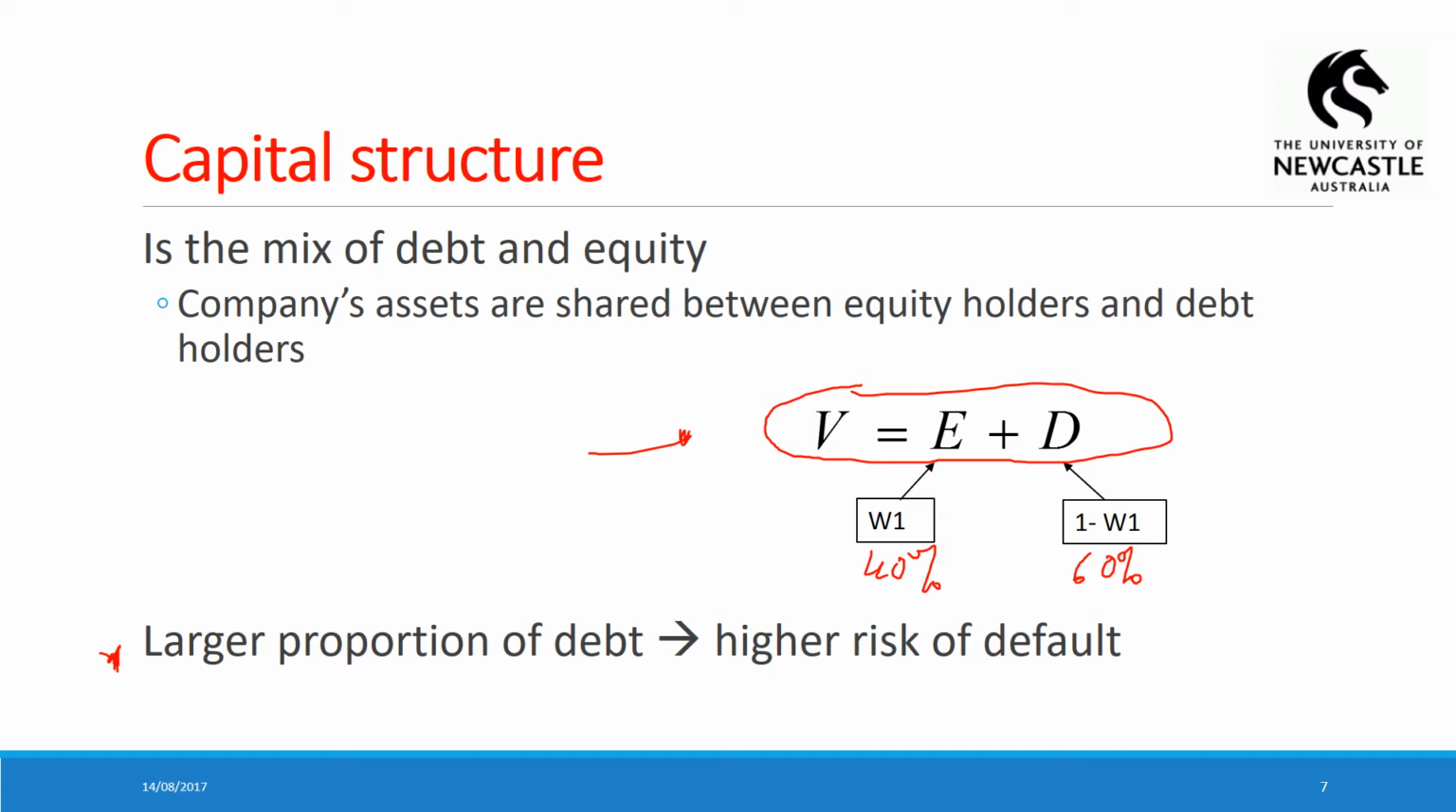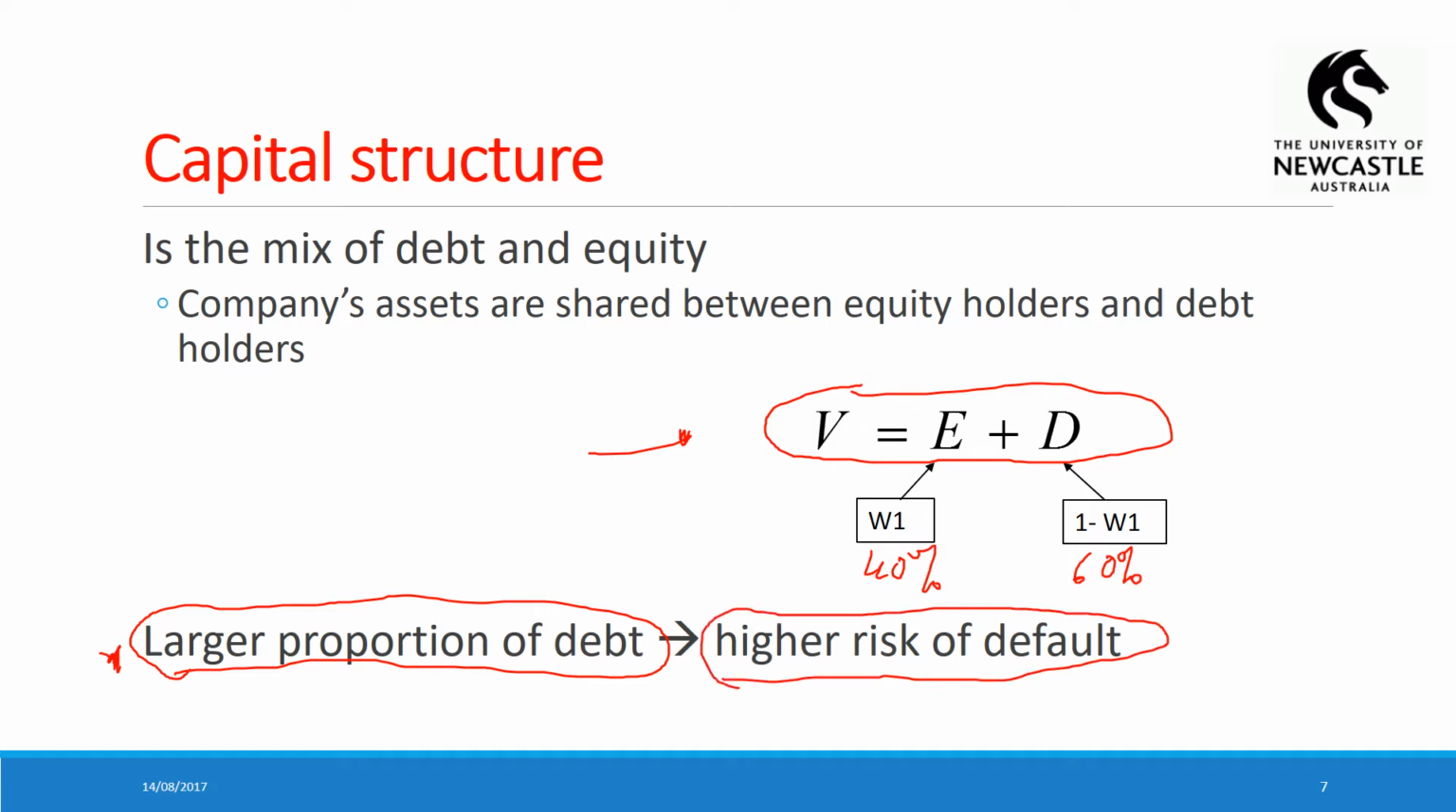We mentioned from last week that the larger the proportion of debt, the higher the financing risk, and therefore the higher default risk as well. And the financial risk is borne by the equity holders.